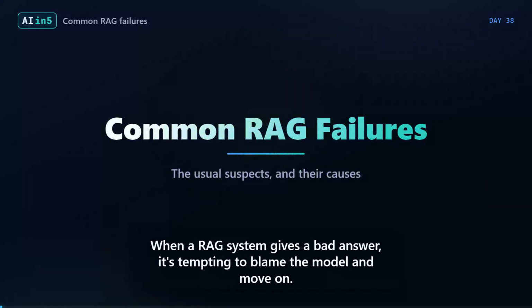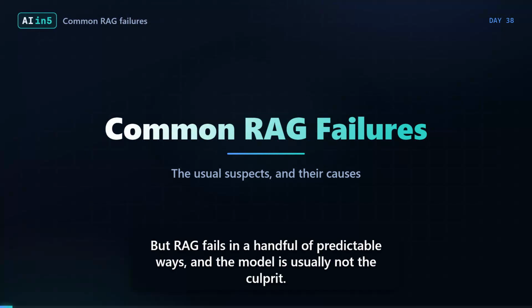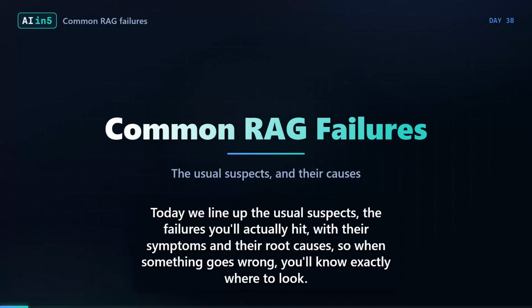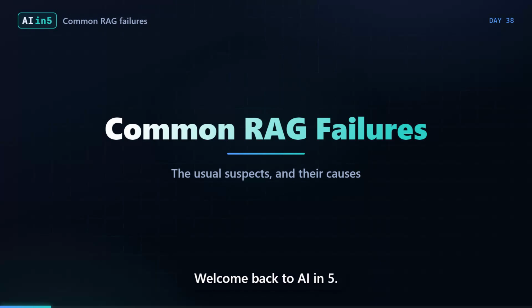When a RAG system gives a bad answer, it's tempting to blame the model and move on. But RAG fails in a handful of predictable ways, and the model is usually not the culprit. Today we line up the usual suspects, the failures you'll actually hit, with their symptoms and their root causes, so when something goes wrong, you'll know exactly where to look.